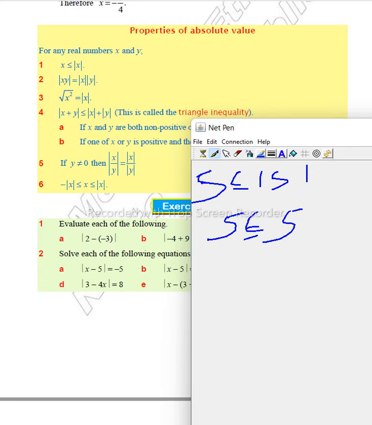Then the absolute value of x times y is equal to the absolute value of x times the absolute value of y. For example, if you take x and y both as minus 5, negative 5 times negative 5 is 25. The absolute value of 25 is 25. And again, the absolute value of minus 5 is 5, and the absolute value of minus 5 as the value of y is 5. So 5 times 5 is 25. So 25 is equal to 25. So this is the second property.